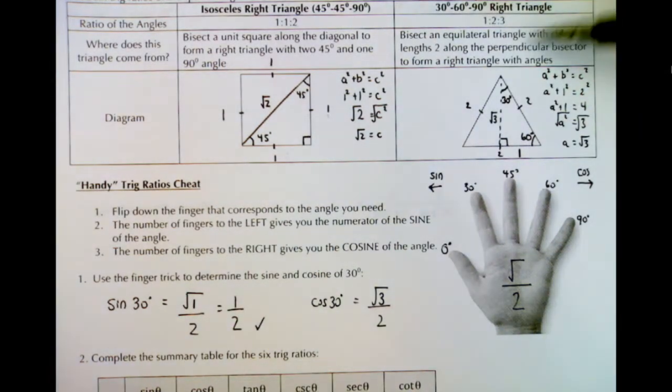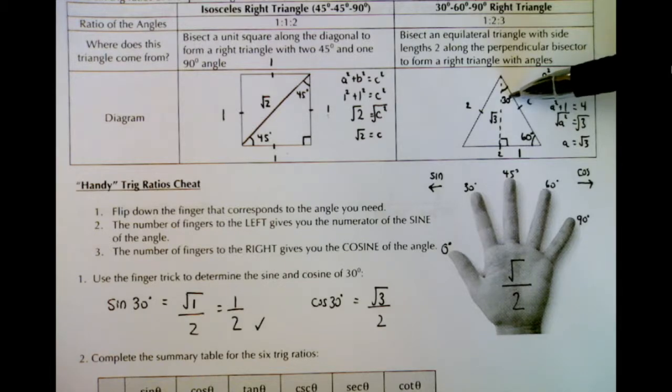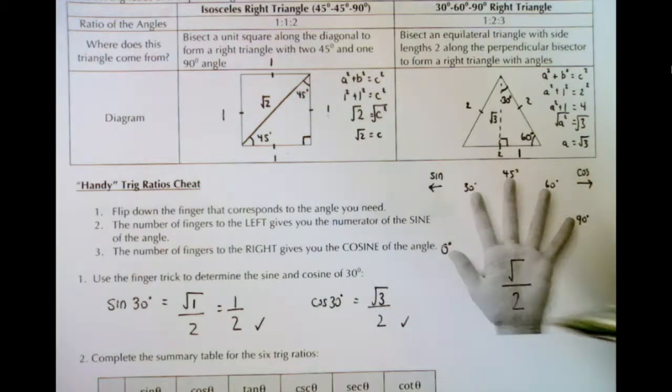Cosine 30 would be adjacent over hypotenuse, which would be root 3 over 2. That one checks out as well. So you can either use your hand or the special triangles. There's an advantage and disadvantage to both.